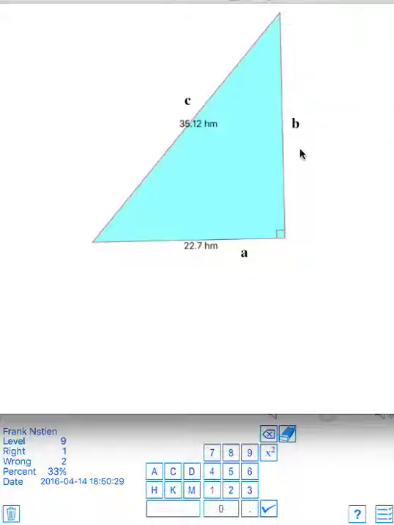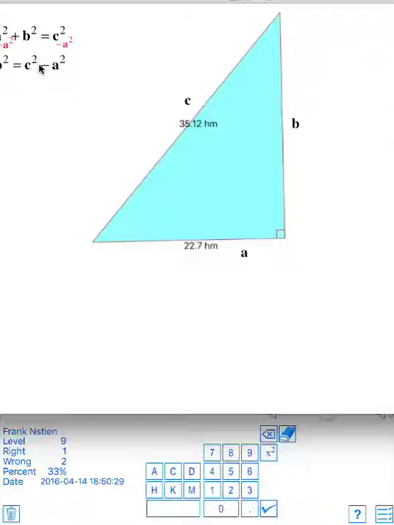All right, and now we can use Pythagoras' theorem. A squared plus B squared equals C squared. I want to find the B, right? So to get the B, I want to get the B alone. So I'm going to get rid of that A squared. So I'm going to subtract the A squared from both sides. All right, so we're left with B squared is equal to C squared take away A squared.